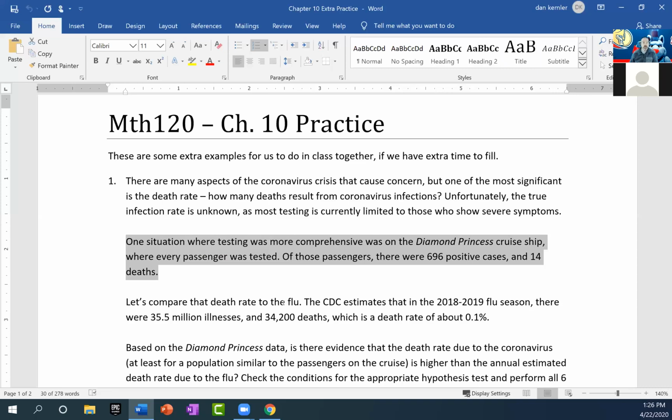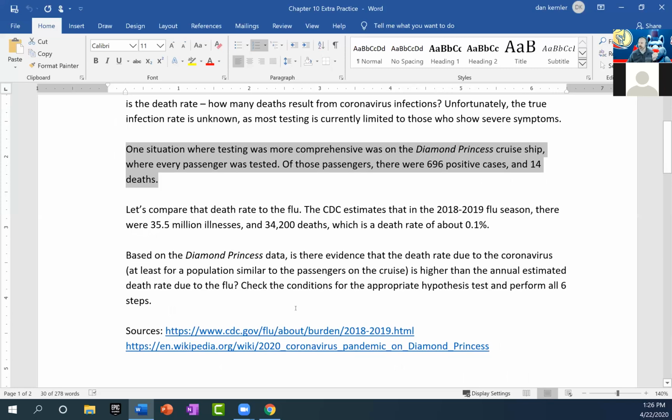So what I thought we could do is we could do a hypothesis test to see if that's different from the flu death rate. So I looked up the CDC estimates for last year's flu. I've got those links here if you're interested. They had about 35.5 million illnesses, and they have some explanation for where they got that, and about 35,000 deaths. So if you divide those, that's a death rate of about 0.1%, okay? So that's what we're going to compare with.